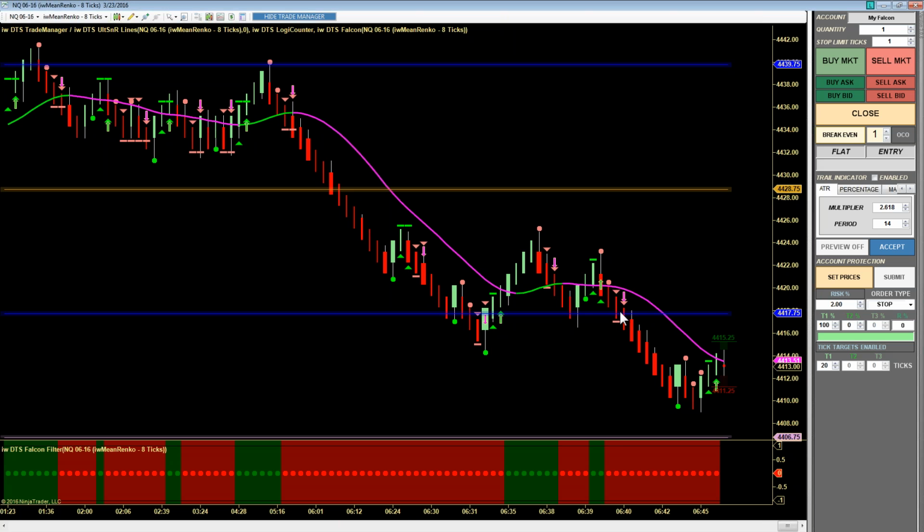And essentially, we're looking for synchronicity. We're looking for the trend line to be in sync, the bar color to be in sync, the filter to be in sync, the signal to be in sync. That's what gives us our higher probability trades.